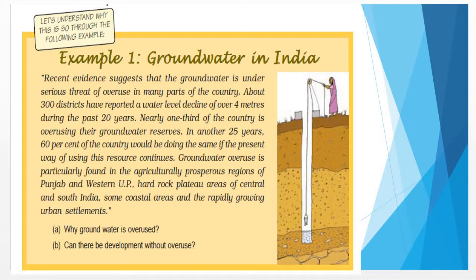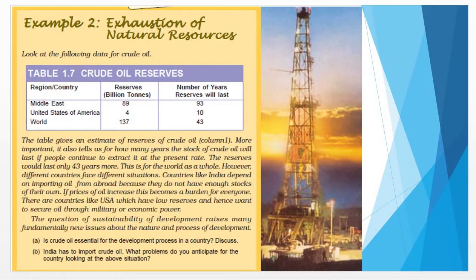The second example is about non-renewable resources. Example 2, exhaustion of natural resources. Look at the following data for crude oil. Table 1.7, crude oil reserves. There are 3 columns, one for region, the other for reserves in billion tons, and the third one is number of years reserves will last.